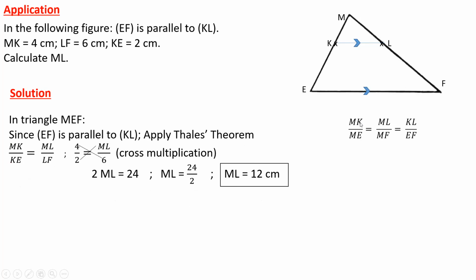I have MK, I calculated ME, I should calculate ML and I have MF. So I take the first two ratios, I do the cross multiplication and I get the measure of ML.